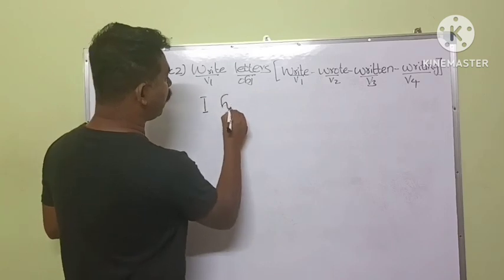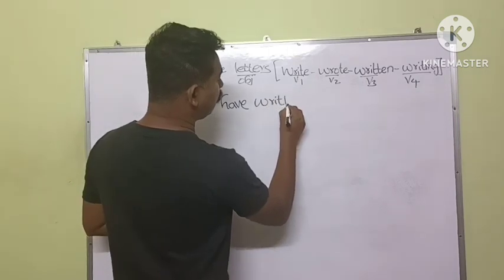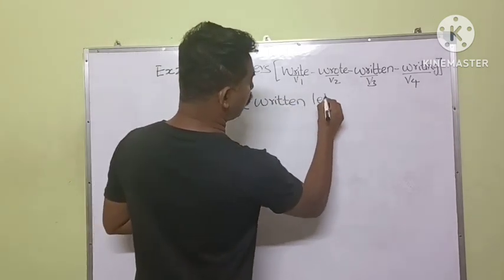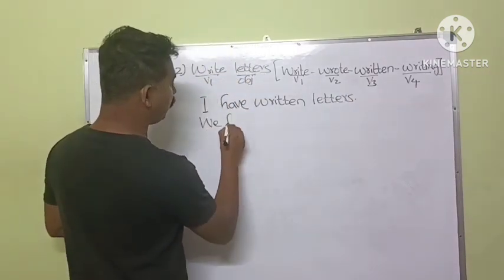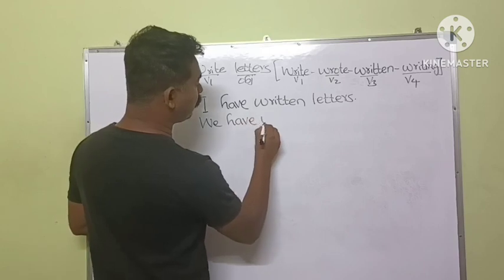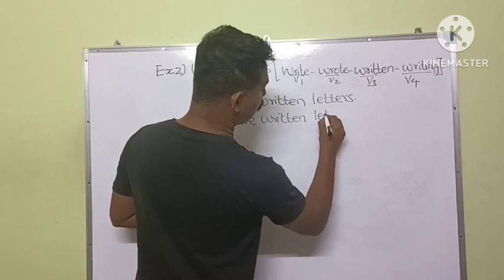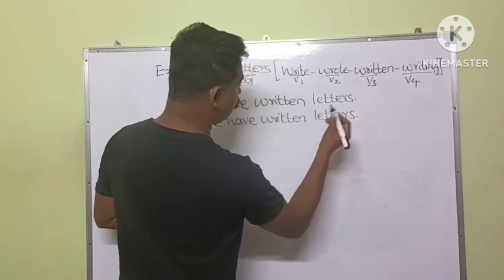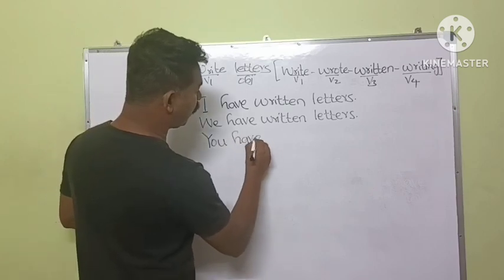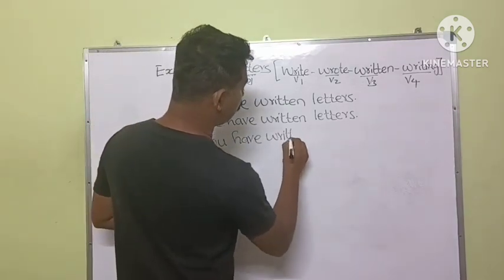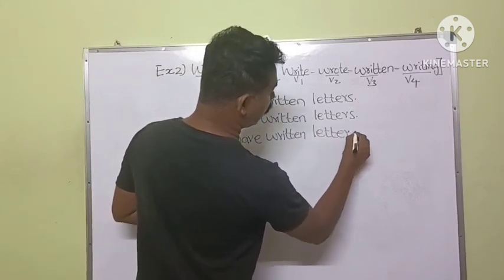We are going to form sentences. I have V3 form, written. I have written letters, full stop. We have written letters. You have written letters.